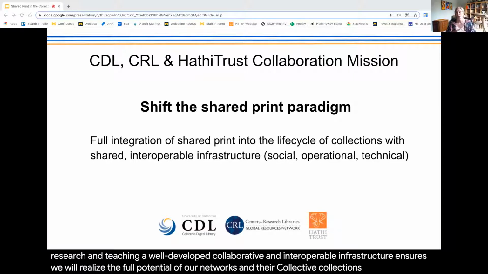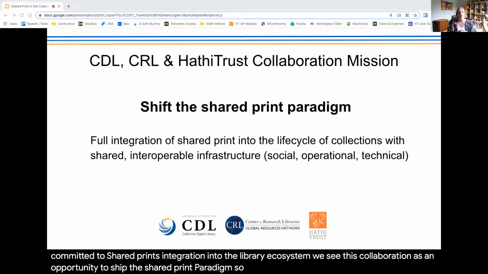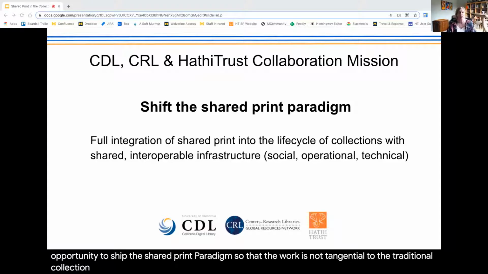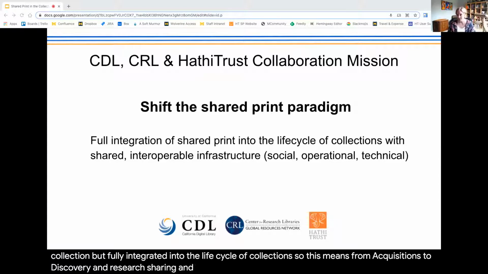Our collaboration is truly committed to shared print's integration into the library ecosystem. We see this collaboration as an opportunity to shift the shared print paradigm so that the work is not tangential to the traditional collection, but fully integrated into the life cycle of collections. So this means from acquisitions to discovery and resource sharing and beyond.